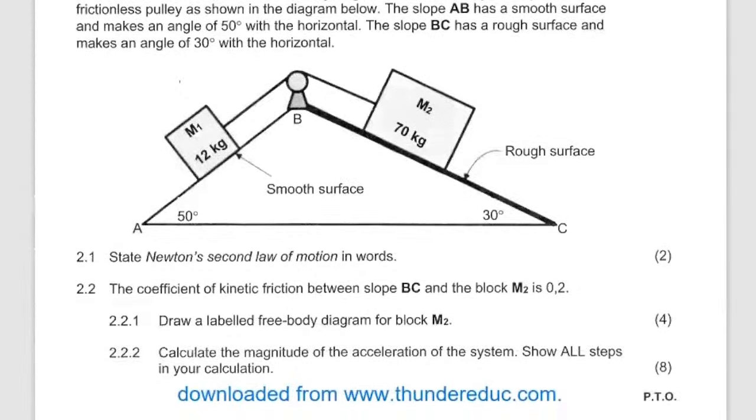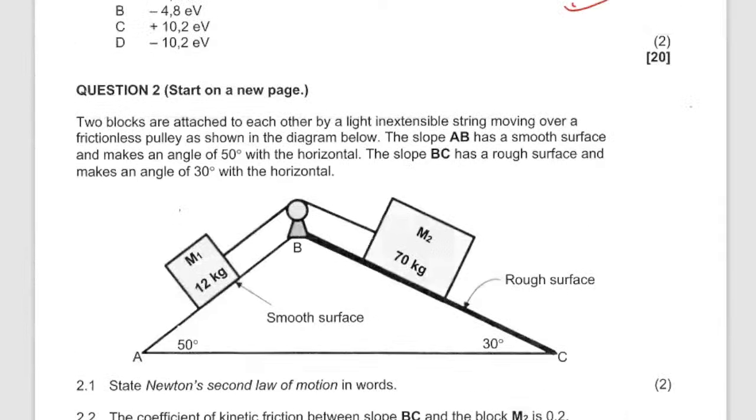Let's move on to question number 2. Two blocks are attached to each other by a string moving over a frictionless pulley, as shown in the diagram below. We have a slope AB with 50 degrees, and then the other slope is at 30 degrees. Then they want us to state Newton's second law of motion.